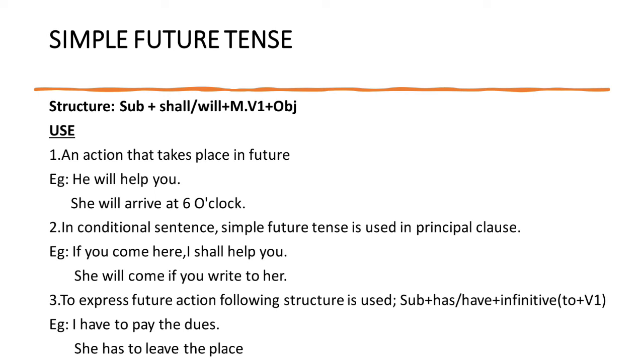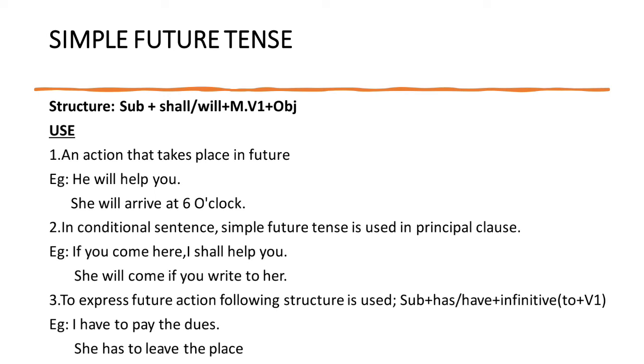Third one is to express future action, the following structure is used: subject plus has/have plus infinitive to plus V1. So there is another condition when we have to express future action. At that time we can also use another structure, and that is subject plus has/have plus to plus V1.